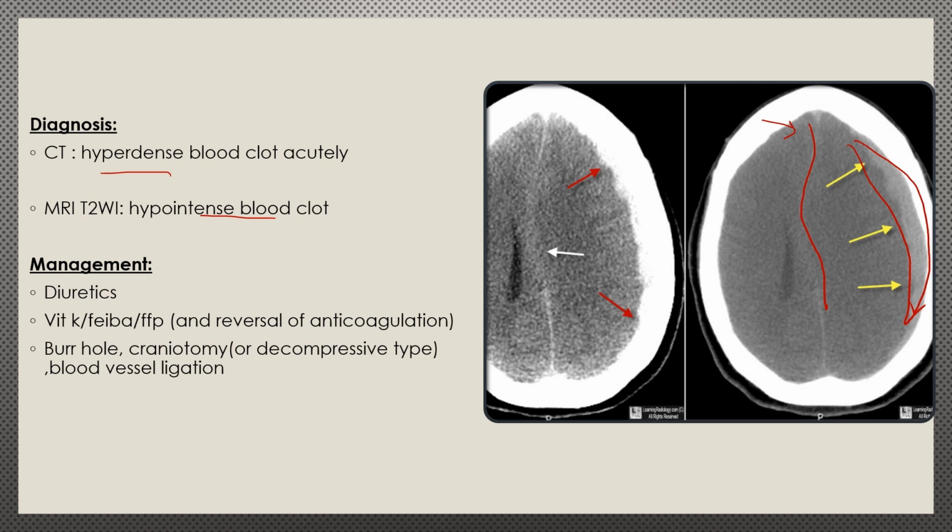Coming on to the management, we can prescribe diuretics which decrease the intracranial pressure. We give vitamin K, factor VIII inhibitor bypassing agent, and fresh frozen plasma. We also reverse the anticoagulation. We can go for a burr hole drainage, craniotomy or a decompressive type of it, and blood vessel ligation if the diuretics and the above measures fail.